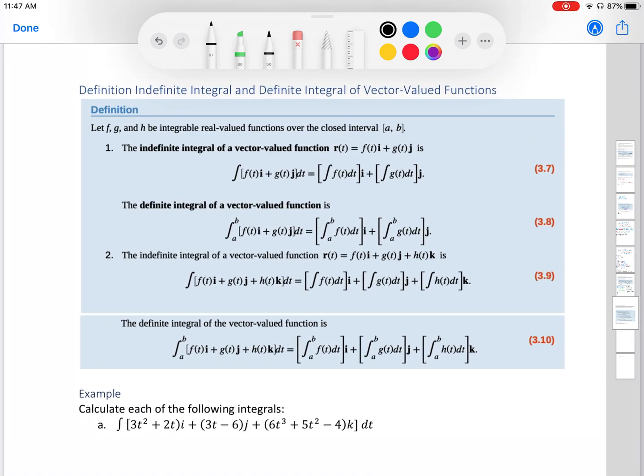Definition of indefinite integral and definite integral of vector valued functions. Let f, g, and h be integrable real valued functions over the closed interval a, b. The indefinite integral of a vector valued function r of t equals f of t i plus g of t j is the integral of f of t i plus g of t j dt, which is equal to the integral of f of t dt i plus the integral of g of t dt j.